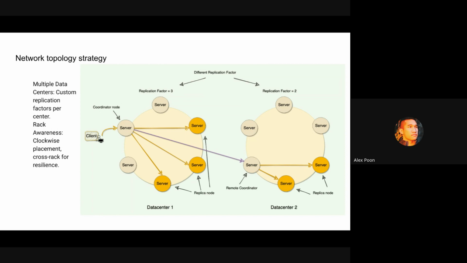Additional replicas in the same data center are placed by walking the ring clockwise, as you can see in this diagram here, until reaching the first node in another rack. This is done to guard against a complete rack failure, as nodes in the same rack or similar physical grouping tend to fail together due to power, cooling, or network issues.